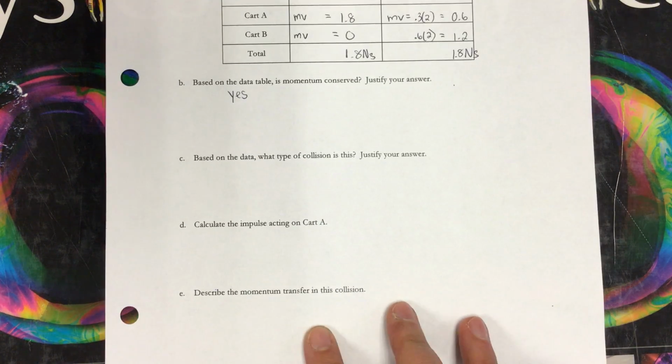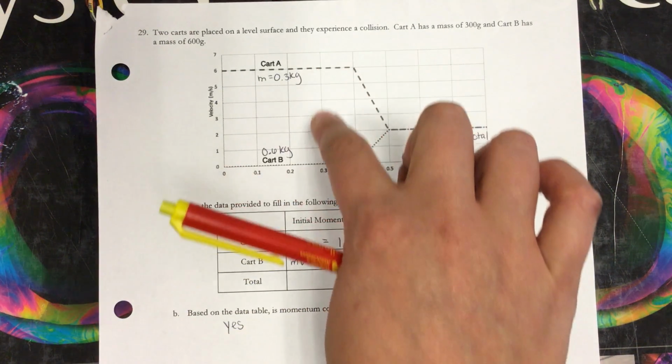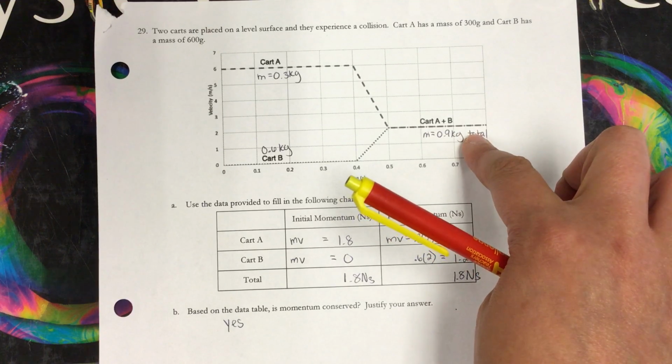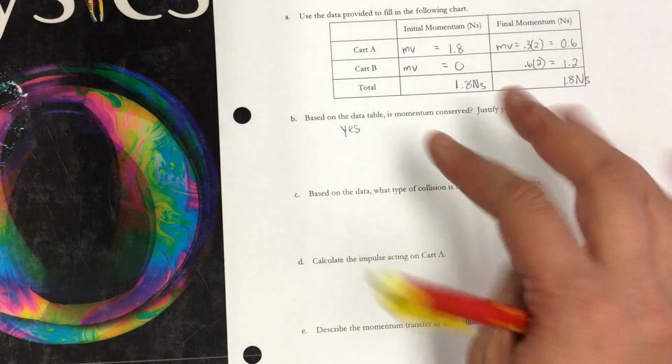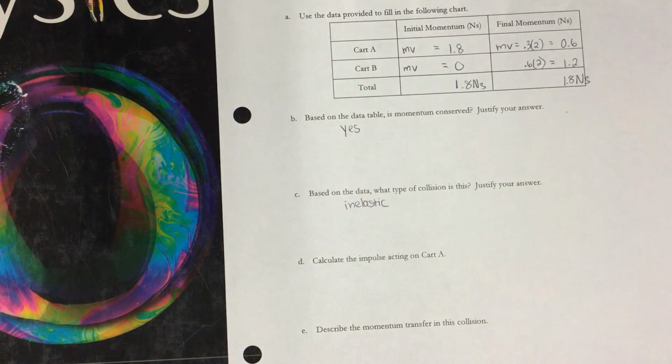Based on the data, what type of collision is this? Some sort of collision where they have two different velocities to start and the same velocity at the end. That is an inelastic collision. They start apart and they stick together.